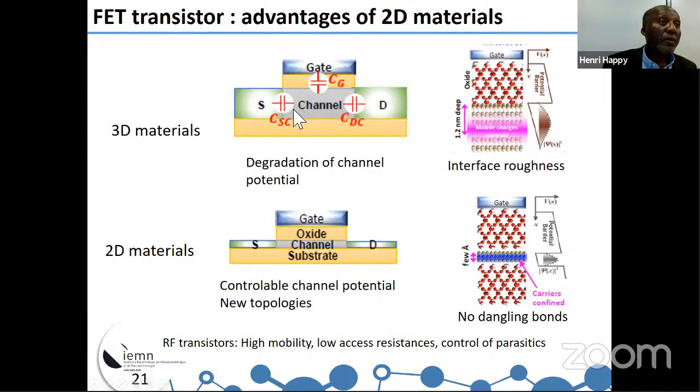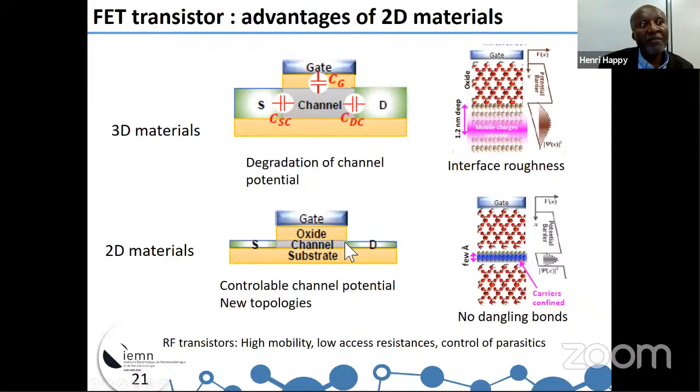And if we compare the advantage of 2D materials compared to the 3D materials that are well known for circuits used today, we can see that when you use 2D materials, the channel is well confined. You don't have a problem with degradation of potential in the channel because you don't have interface roughness between the dielectric and the channel as in 3D materials, because you use a material that avoids degrading the properties of your channel. You don't have a dangling bond.